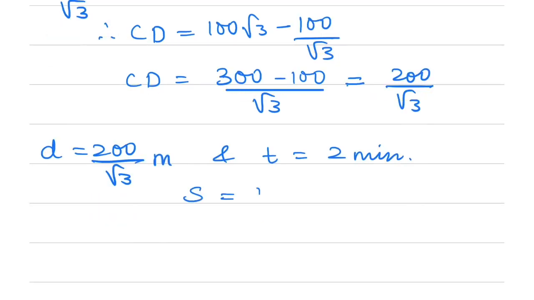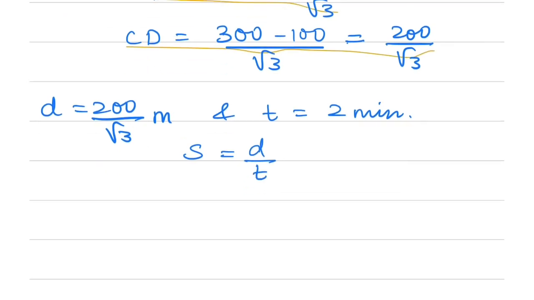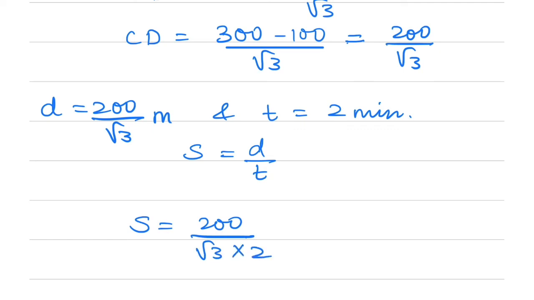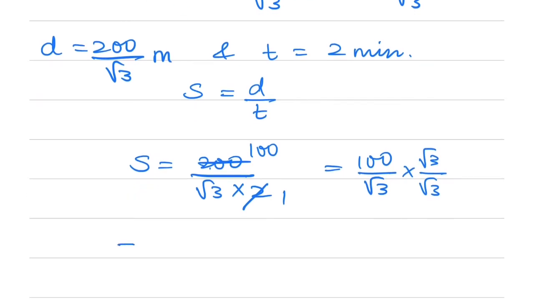Speed is equal to distance by time. So speed is equal to 200 by root 3 and time is 2, and we have to find in meter per minute. So all units are fine. 1 time 200 times. So speed is equal to 100 by root 3. Now we can rationalize the denominator, multiplying by root 3 and root 3. So we get 100 root 3 by 3.